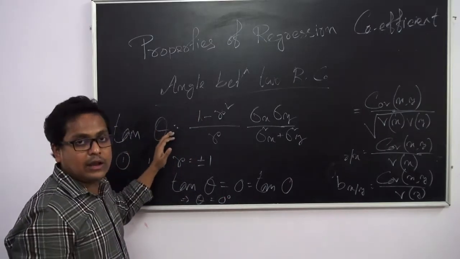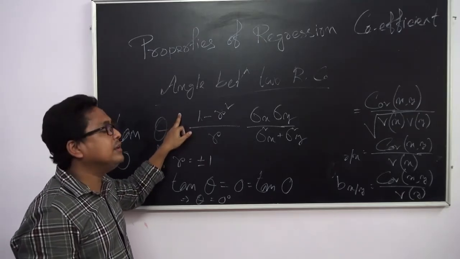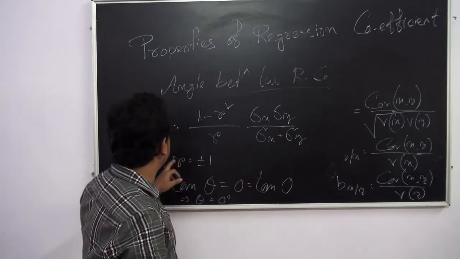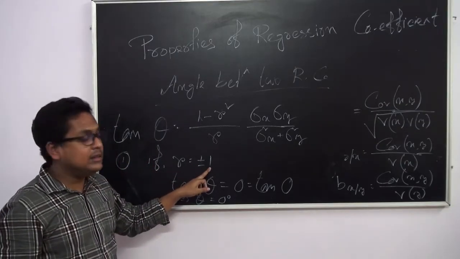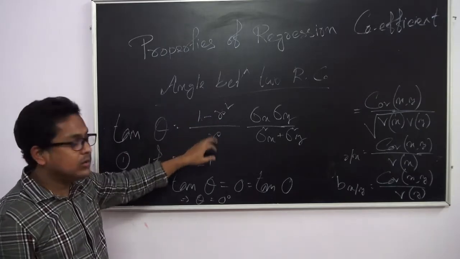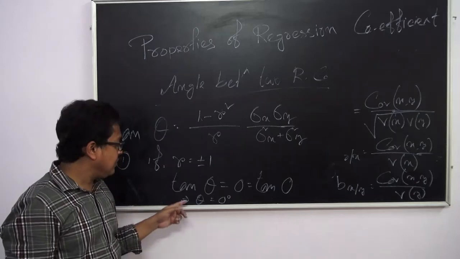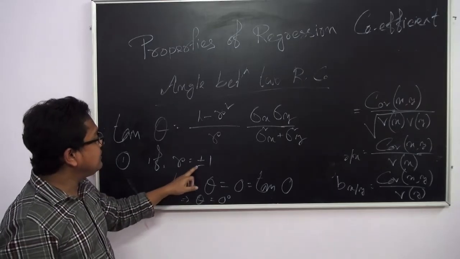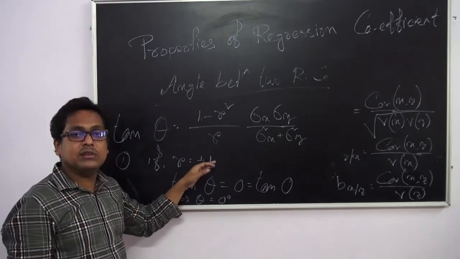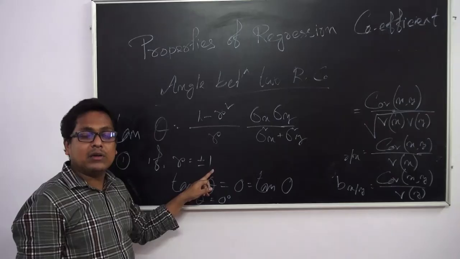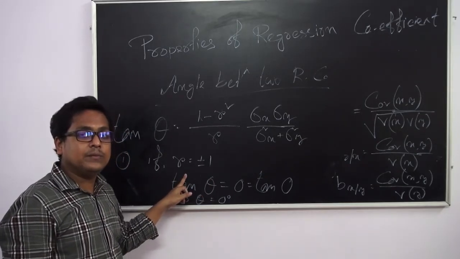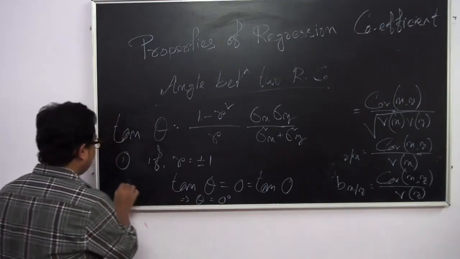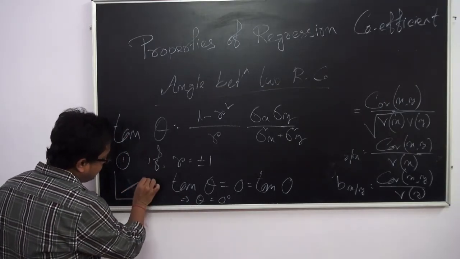See, if theta is the angle between two regression lines, we can prove tan theta is equal to (1 minus r square) by r, times sigma x sigma y by (sigma square x plus sigma square y). Now the condition: if r is equal to plus or minus 1, then tan theta will be 0. So 0 is nothing but tan 0. So from this, I can write theta is equal to 0 degrees. That means if r is equal to plus or minus 1, perfect positive or perfect negative correlation between these two variables, the angle between the two regression lines is 0. That means they coincide with each other. One will overlap the other.